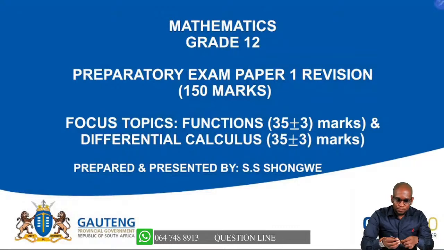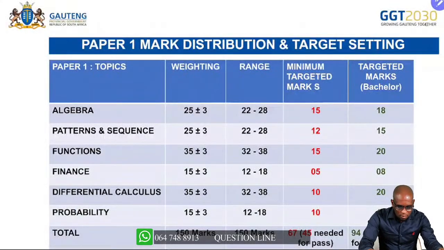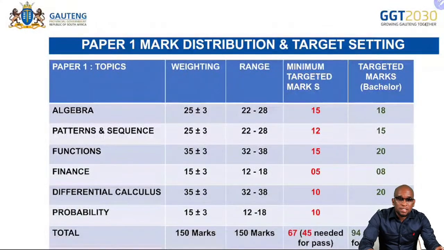Now first things first, we look at mark distribution and target setting. If you check now for algebra, it would weigh 25 with a variance of 3 marks, which means that it will range between 22 and 28 marks. And the minimum marks that you should get to pass is 15 marks, just 15 marks on algebra. That's the minimum you can get.